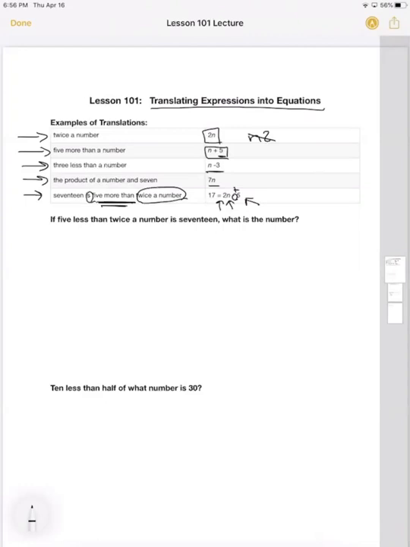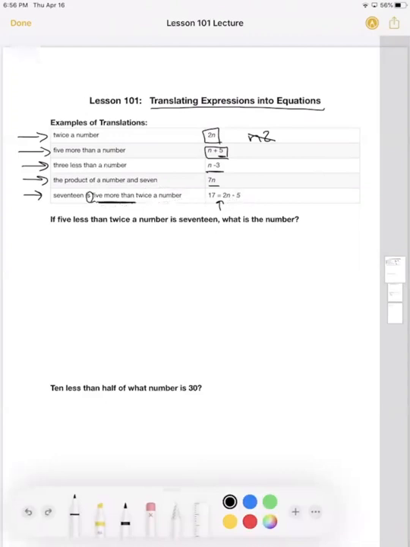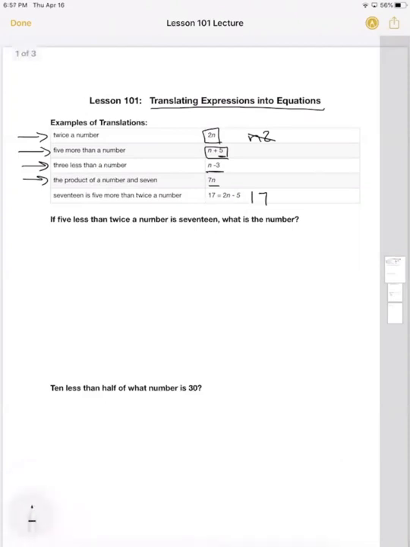5 more than means I should be adding 5. Uh-oh. So let's go ahead and rewrite that. I'm going to get rid of that, and let's just do that one to the side. 17 is 5 more than. We're going to pause that and first write twice a number. Here's twice a number, and 5 more than means we're going to add 5 to it. So I need to go back and fix this slide, don't I? It is 5 more than twice a number.